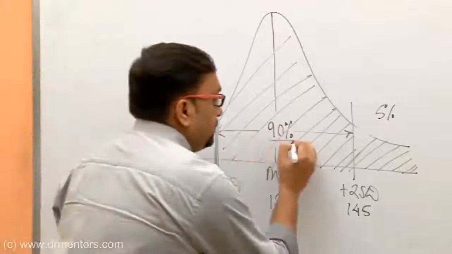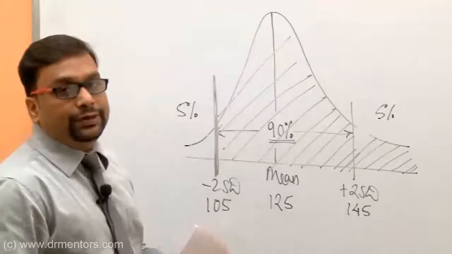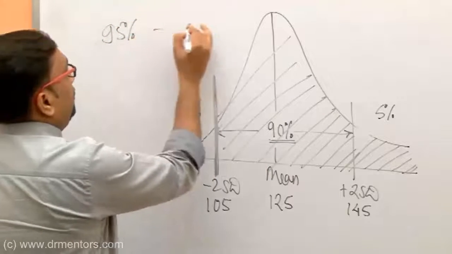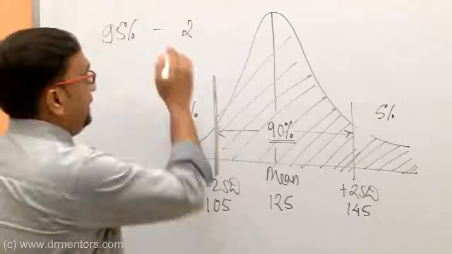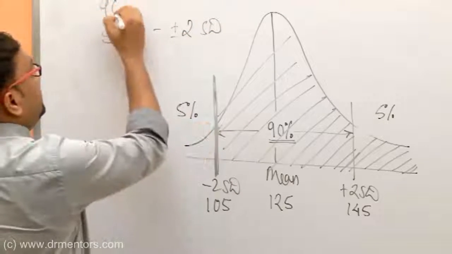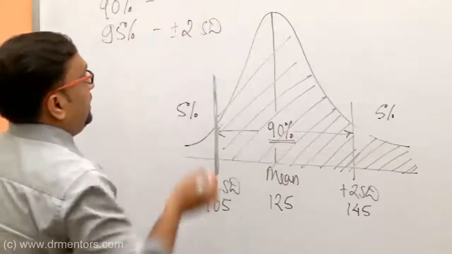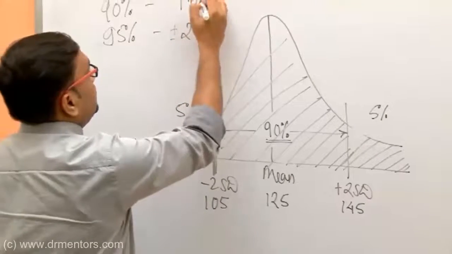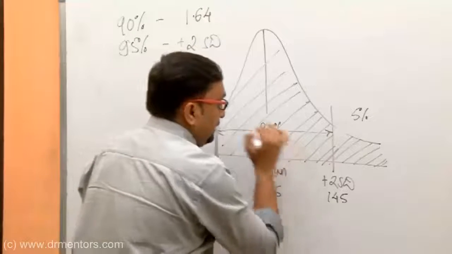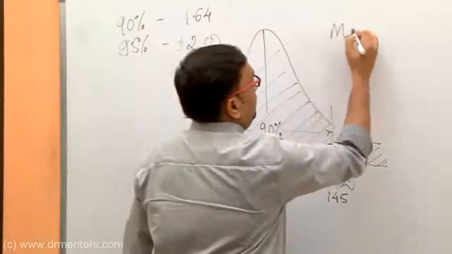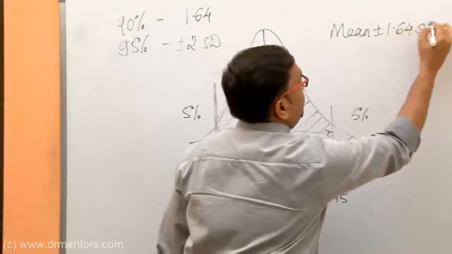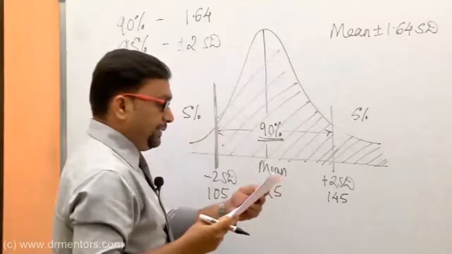So now this gives you the concept of the 90% confidence interval. When we say 95% confidence interval, you have used the multiplier as 2, that is plus or minus 2 SD. But when you reduce it to 90% confidence interval, this multiplier is 1.64. And so the formula used here to get this 90% confidence interval will be mean plus minus 1.64 times SD.